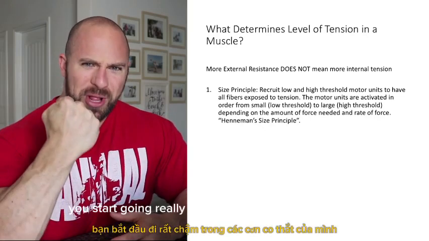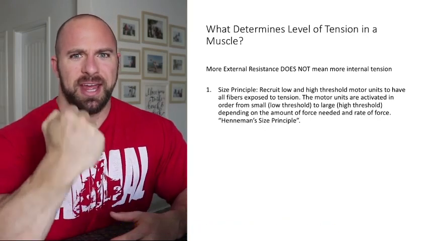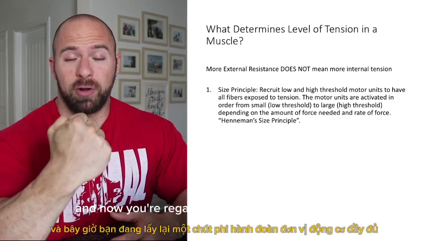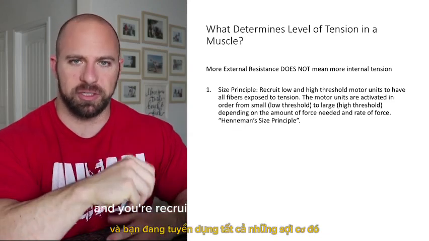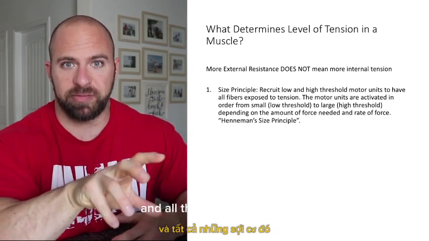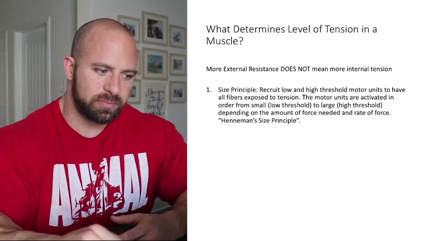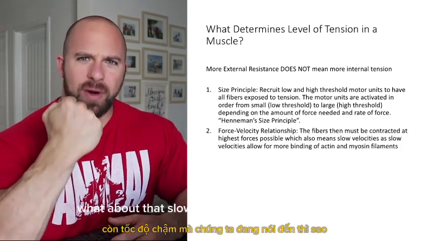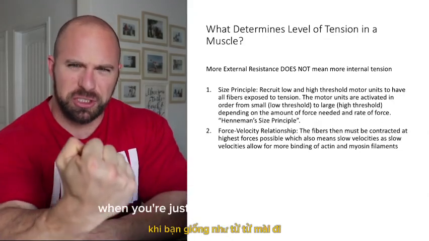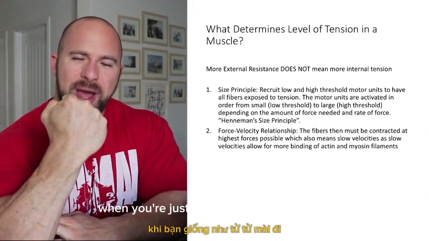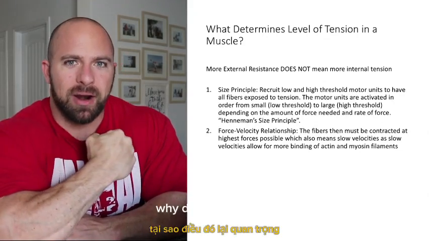Then you start going really slow through your contractions. And now you're getting a full motor unit recruitment, and you're recruiting all those muscle fibers, and all those muscle fibers are getting tension on them. So what about that slow rate that we're talking about, right? At the end of the set, when you're just slowly grinding away, why does that matter?